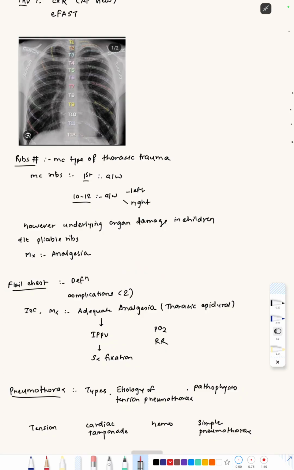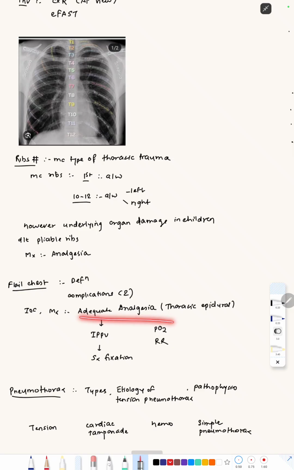The complications of the flail chest are, it can lead to underlying pulmonary contusion, which is the leading cause of death, and the next complication is paradoxical chest movements, which is a very important hint that is given in the question. Investigation of choice, obviously the chest X-ray.